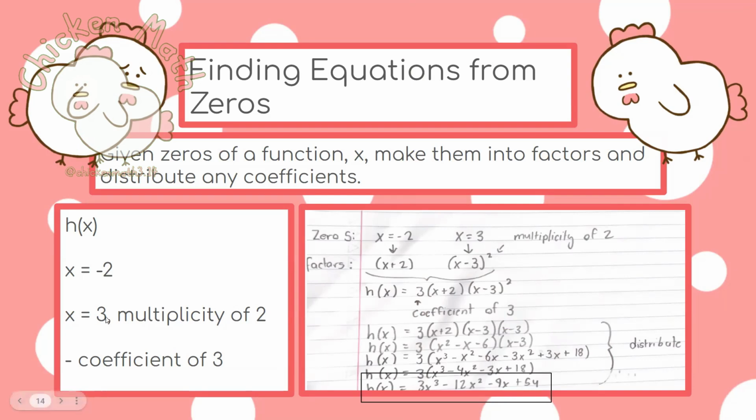And since this zero right here has a multiplicity of 2, we're going to raise this binomial to the second power. All right, and we're going to have a coefficient of 3, so we're just going to put that right in front, and we're going to be multiplying all of this together. So you distribute like so, and then you get h of x equals 3x cubed minus 12x squared minus 9x plus 54. That would be the equation for h of x based on this given information.